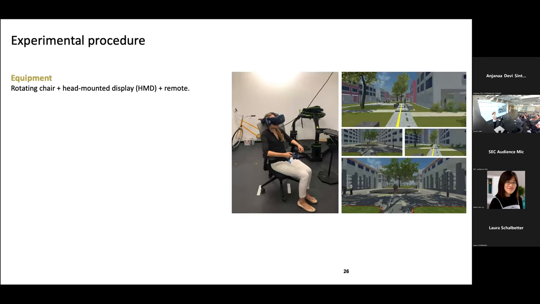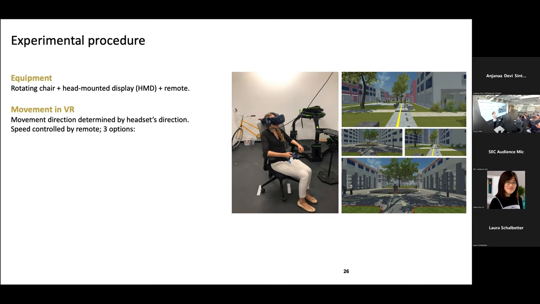And then the experimental procedure was as follows. First, the participants were asked to sit on a rotating chair with a head-mounted display and a remote control in their hand. Through the display, they could see the environments and they could move. They were asked to follow a yellow line in each of the environments so that all the participants would experience them in the same way. And the movement direction was determined by where the headset was facing.